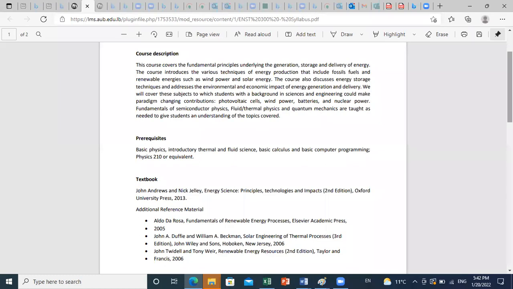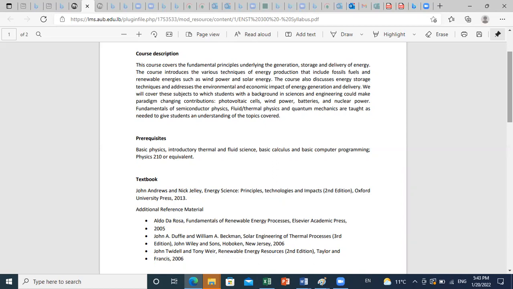Now, in general, the prerequisites are basic physics, introduction to thermal and fluid science, and basic calculus and basic computer programming. Now, as I told you, because we have different backgrounds, I also try to remind you always of all of the concepts that you should know before. So everything you need in this course will be reintroduced and re-explained. Now, I will provide you with PDFs for each chapter. So all the material needed for this course will be provided on Moodle.